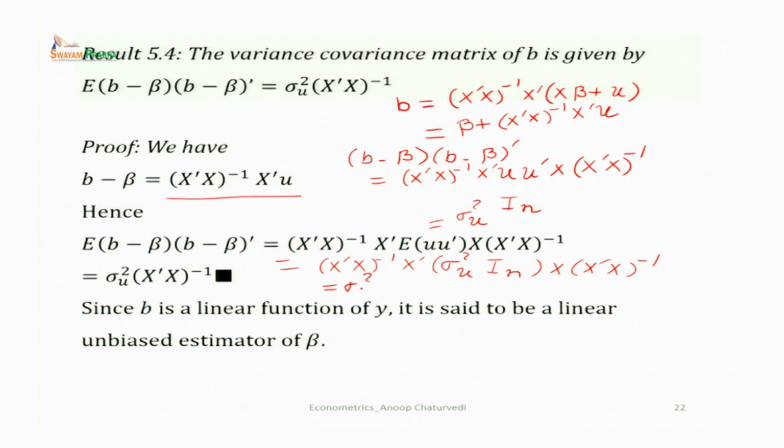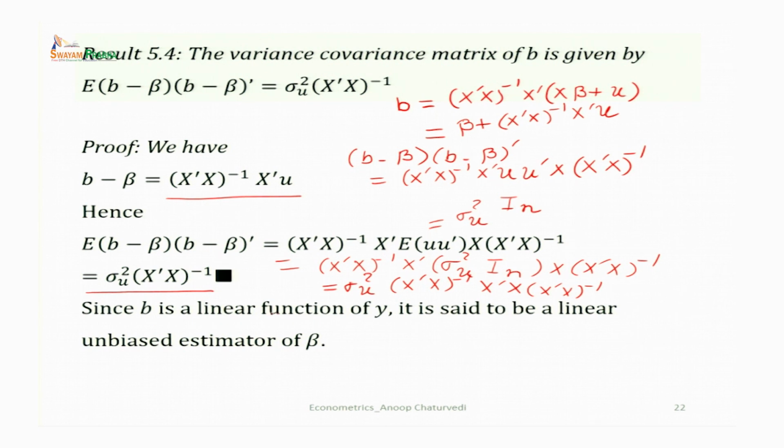So, sigma square U you can take outside, then you obtain (X transpose X) inverse, X transpose X, (X transpose X) inverse. And since X transpose X times (X transpose X) inverse is identity matrix, finally you obtain this expression for the variance covariance matrix of B, sigma square U (X transpose X) inverse. The diagonal elements of this matrix will give you the variances of different components of B, whereas the off diagonal elements will give you the covariances between different components of B.